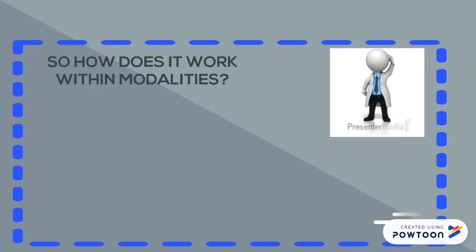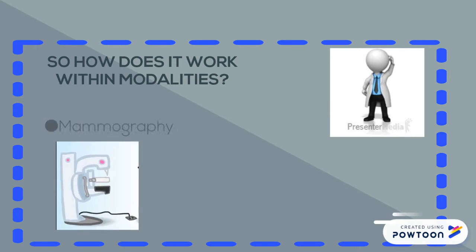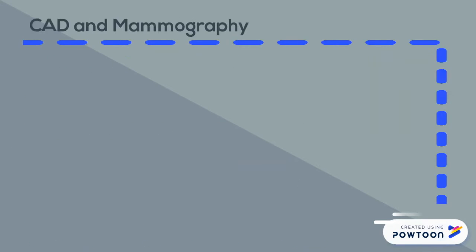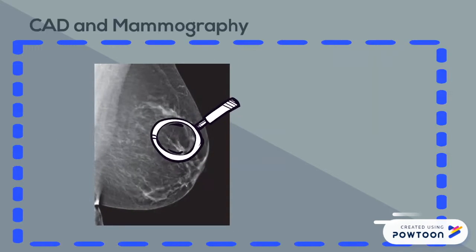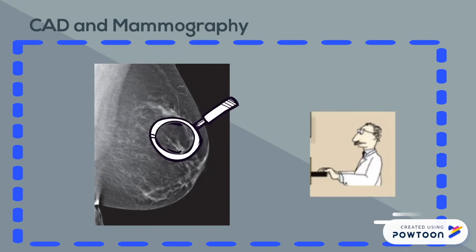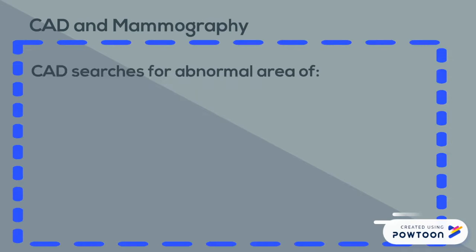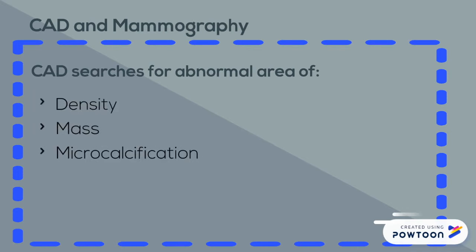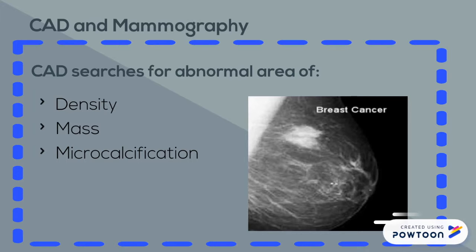So how does CAD work with these modalities? For this video, we will be focusing on how it works with mammography and ultrasound. In mammography, CAD will help find and magnify areas of concern found on mammogram. Mammogram films are loaded into a special processing unit that will digitalize the mammogram images. CAD will look for abnormal areas of density, mass, or calcification that may indicate the presence of cancer. These abnormalities will be highlighted, and the radiologist can determine whether the areas marked by the CAD are abnormalities that need to be followed up or not.